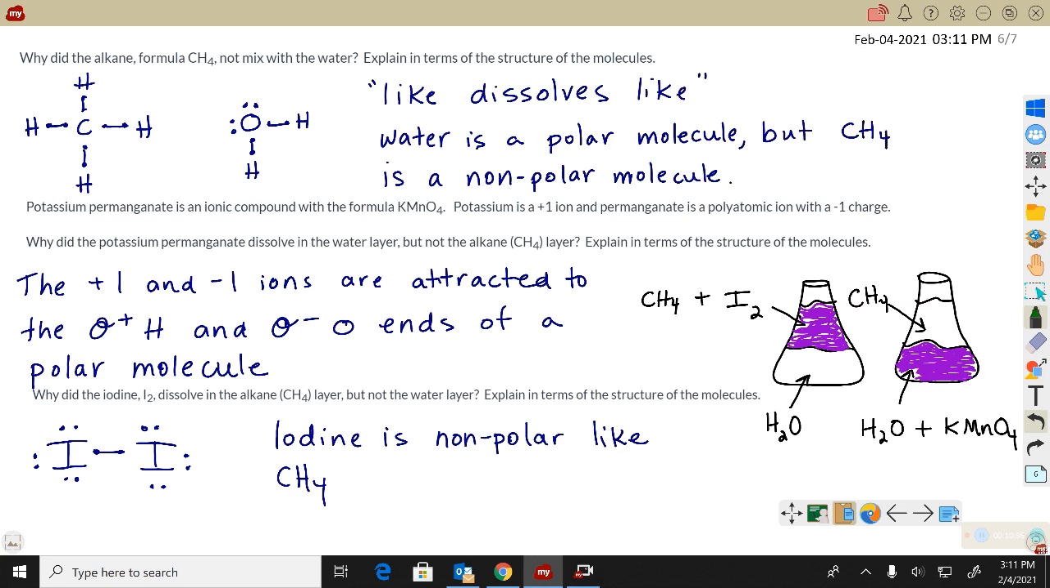But now we also tried iodine, I2, and the iodine dissolved in the alkane layer, the CH4 layer, and both times they made a kind of pretty purple solution, which is kind of crazy that the solutions end up being really similar colors, but they're made with two very different solvents and solutes. But yeah, the iodine would dissolve in the CH4 because now they're both nonpolar. And with them both being nonpolar, neither particle has a significant region of charge. So then they're perfectly fine mixing with each other.